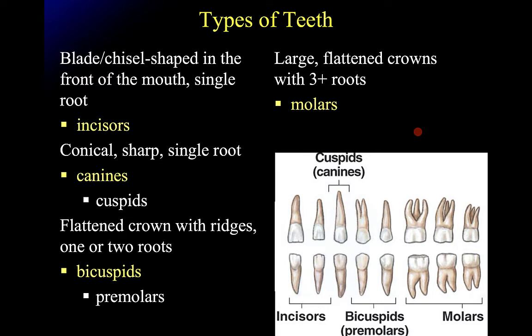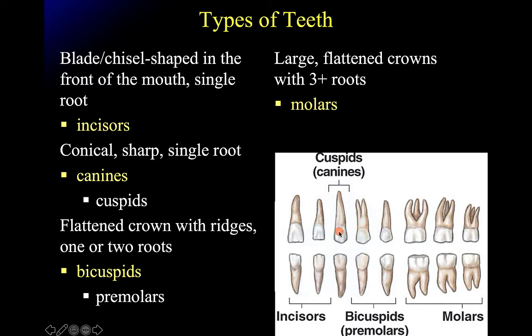We have those chisel-shaped ones in the front of the mouth called incisors. By being a chisel shape, we mean that basically it's going to be broad across in one plane, but it actually comes to kind of a, not so much a point, but a sharp surface in another plane to allow these to bite through objects.